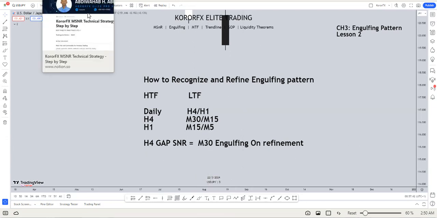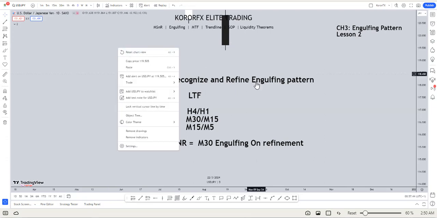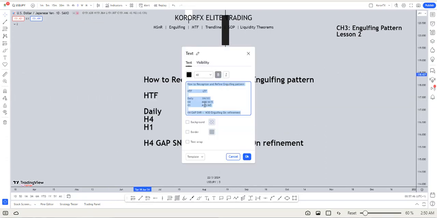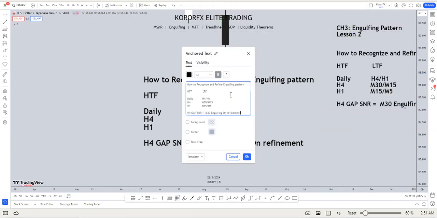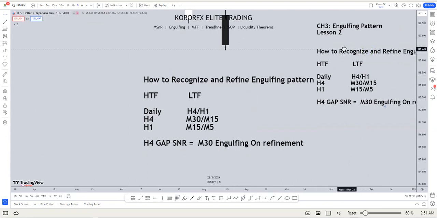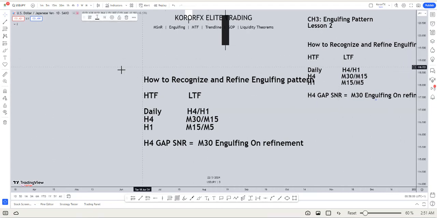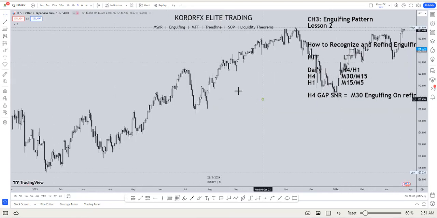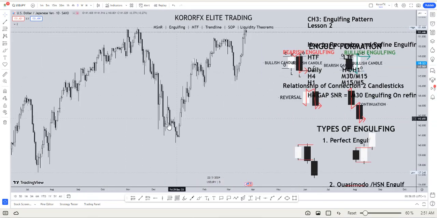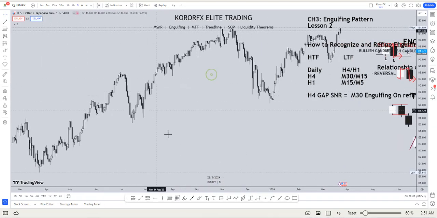So let us go through it. For example, I want to show you some details. Let me put this information here so that I can always show you how easy it is to recognize. So now let us go to the charts. This is the information, don't worry, we are at the daily.